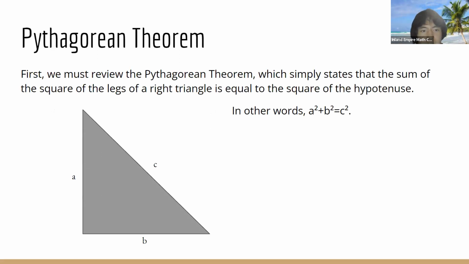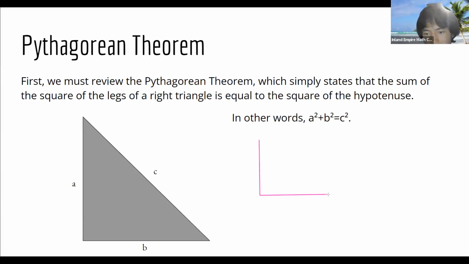So here's the first proof. We have to first know the Pythagorean theorem, which simply states that the sum of the squares of the legs of a right triangle is equal to the square of the hypotenuse. In other words, a squared plus b squared equals c squared. Let me show you a brief example.